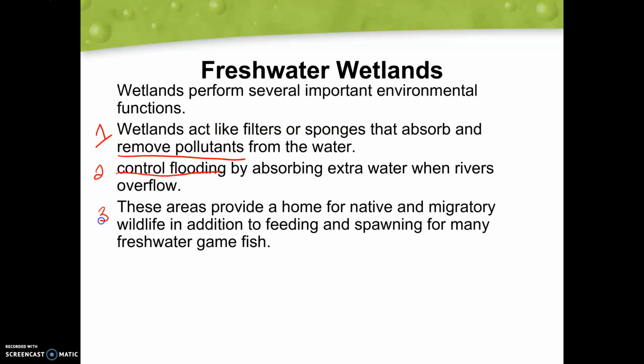And then three, they provide many homes, so these different habitats for native and migratory wildlife. So if we think of migratory wildlife, we think a lot about birds. So birds that travel from either the south up for the winter, or other places like that. And it's also a good feeding and spawning zone for many game fish. So game fish are those fish that get stocked in different lakes and things like that. So this is where these animals would feed, reproduce, and all those different types of things.